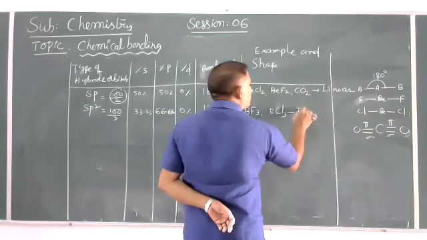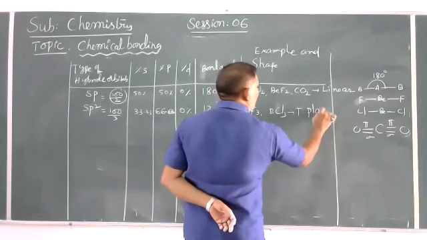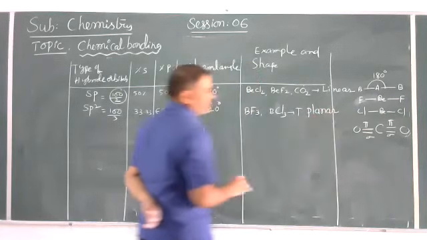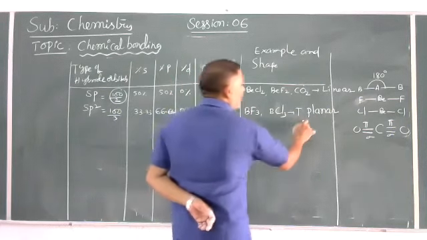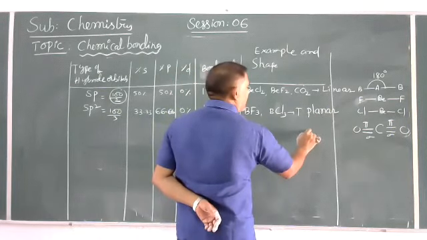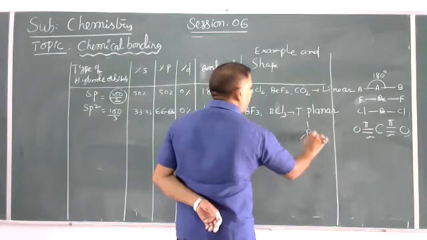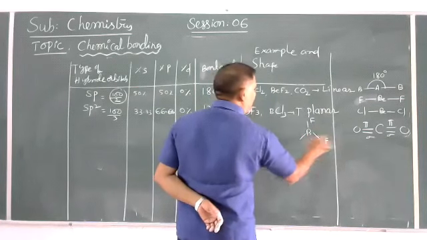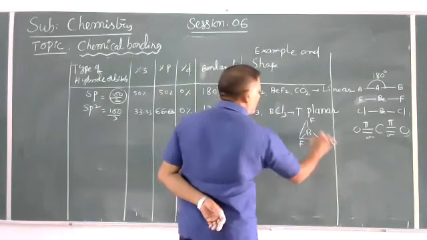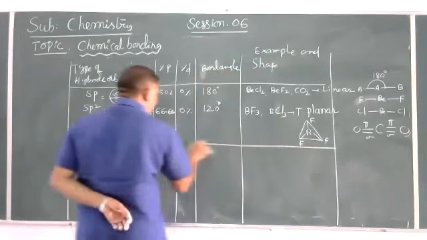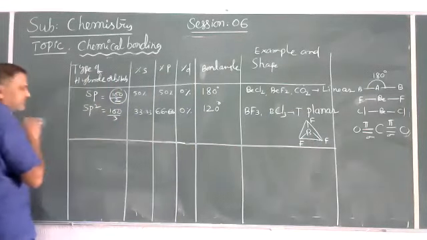Now the trigonal planar structure. This trigonal planar structure means the boron's 3 fluorine atoms are bonded like this. This is the trigonal planar structure of the molecule.